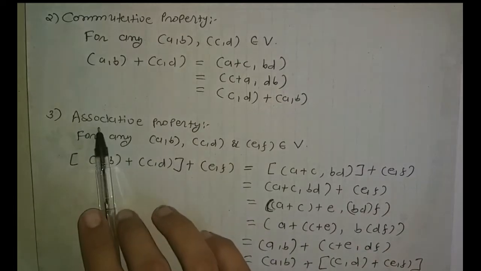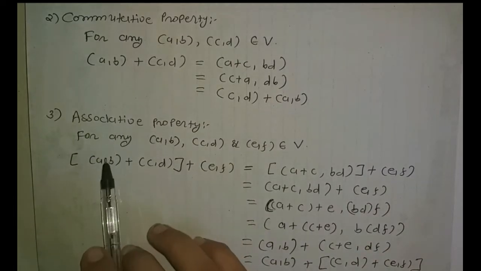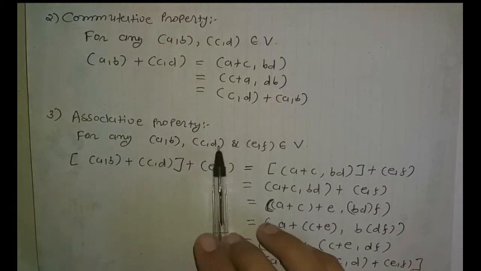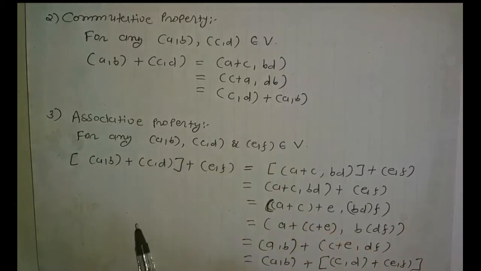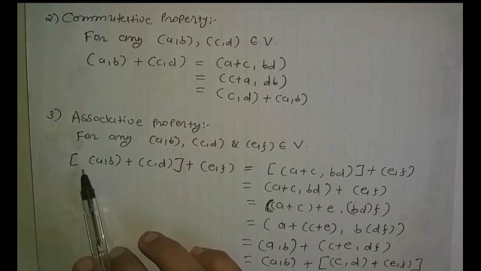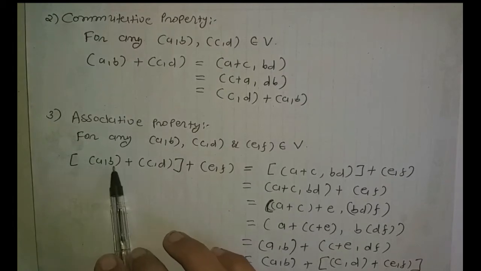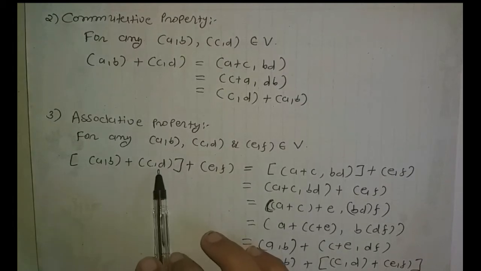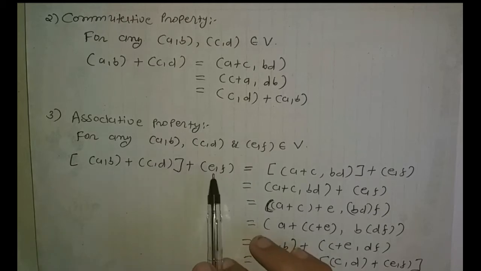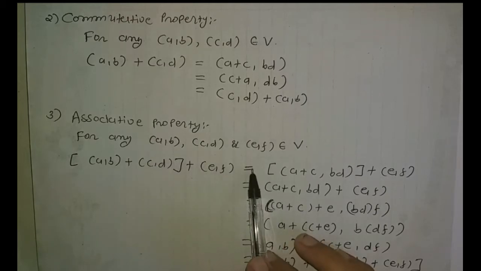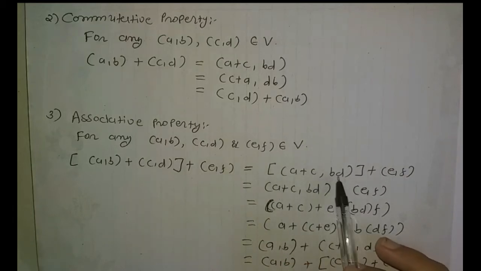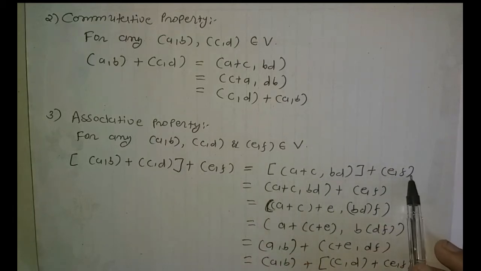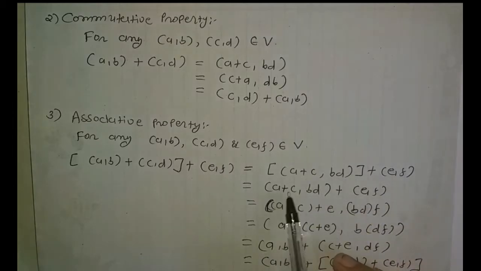Now, the third property is the associative property. So, consider three vectors (a, b), (c, d) and (e, f) from the set V. Then, first is the addition of vectors (a, b) and (c, d) and then add vector (e, f). So, we get the answer: vector (a plus c, bd) plus vector (e, f).